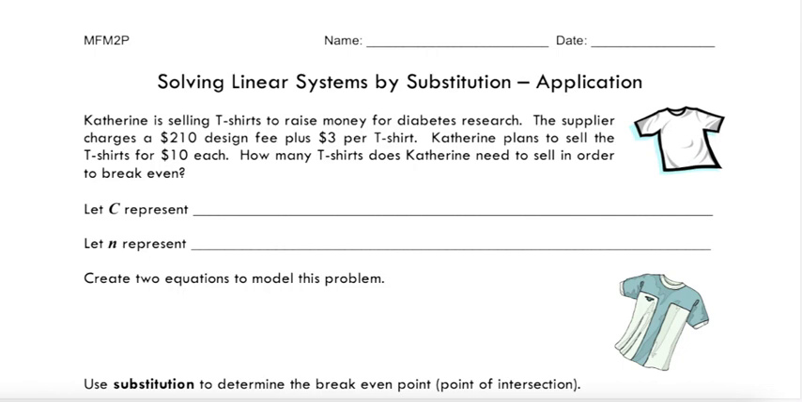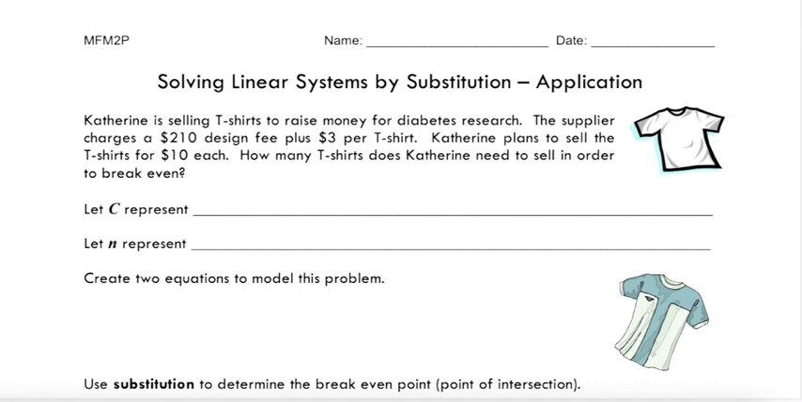The last part of the solving linear systems by substitution lesson is to look at some application problems. So we're going to look at an example that looks at a real world situation that could occur. Catherine is selling t-shirts to raise money for diabetes research.